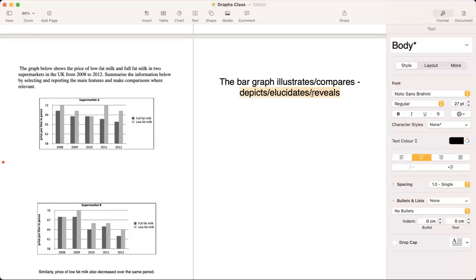He told me he doesn't like the other words and gave a reason: they mean slightly something else. For example, depicts has a slightly different meaning. Reveals is to show something which is hidden. Because of this, he only allowed two words, illustrates and compares. So these are the two words that I use. So what do they illustrate? I'll write that.